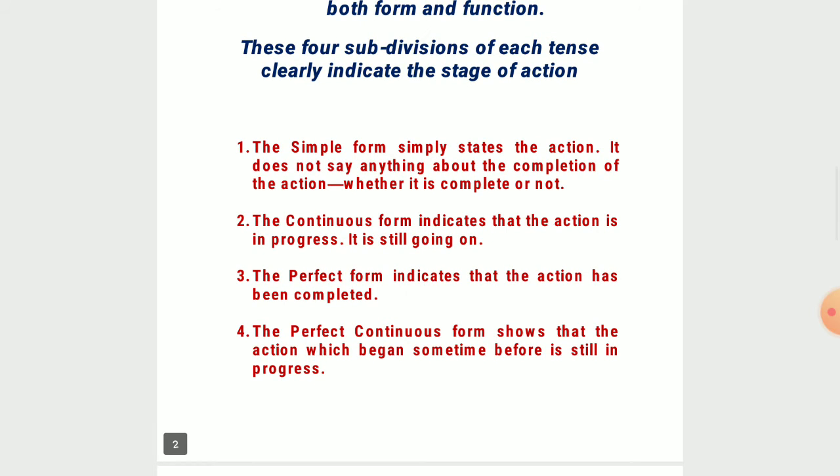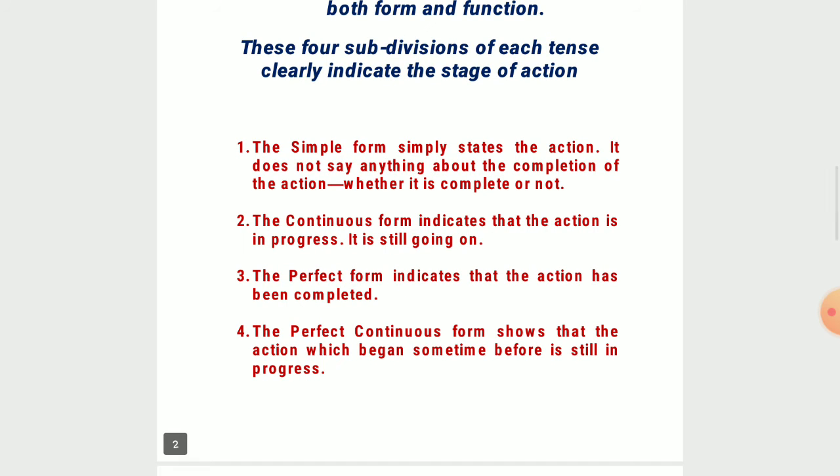The continuous form indicates that the action is in progress, it is going on. That is the significance of the term continuous, that is, it is still going on. The perfect form indicates that the action has been completed. Now the perfect form ultimately indicates that the action has been totally completed.